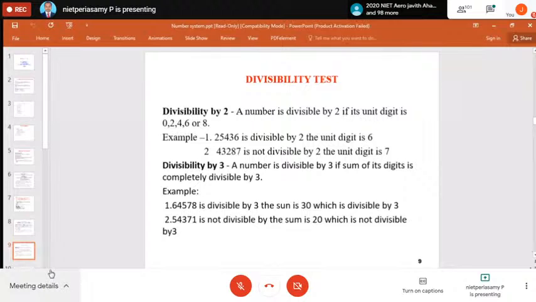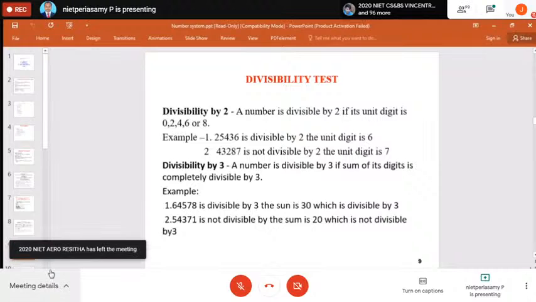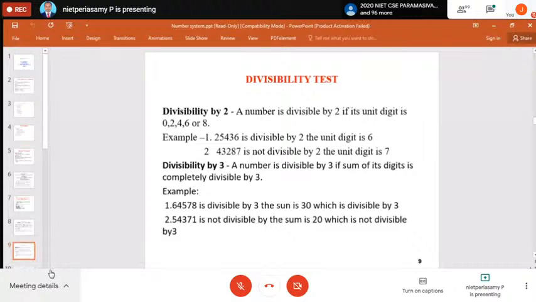Divisibility by 2. You already know this: a number is exactly divisible by 2 if its unit digit is 0, 2, 4, 6 or 8. If the unit digit is any one of these numbers, then that number is exactly divisible by 2. Examples are given.